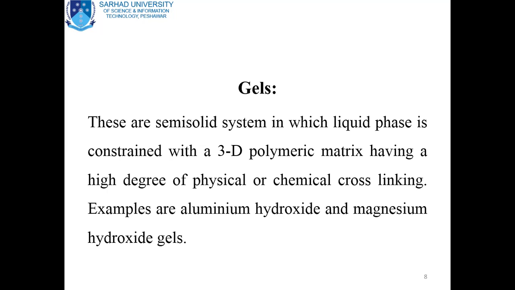Another one is termed as gels. This is also a semi-solid system, but here the liquid phase is constrained within a 3D polymeric matrix. 3D means three-dimensional. The polymeric matrix contains a polymer that is a three-dimensional network having a high degree of physical or chemical cross-linking. Examples are aluminum hydroxide and magnesium hydroxide gel.